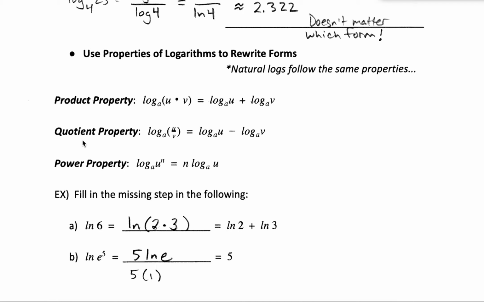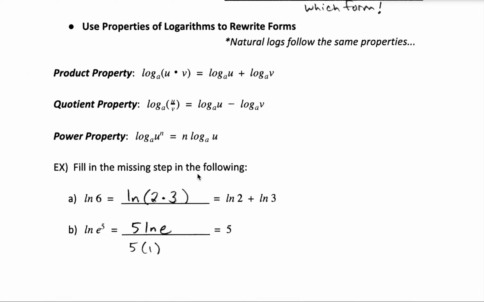Similarly, but slightly different, with the quotient property, if we have log of some sort of quotient, like a fraction maybe, then we're allowed to break that up, give each of those two numbers their own log, and subtract between them. And lastly, with the power property, we're going to take a log of a number. If that number is raised to an exponent, what we're allowed to do is take that exponent and move it to the front, and now it's a multiplier.